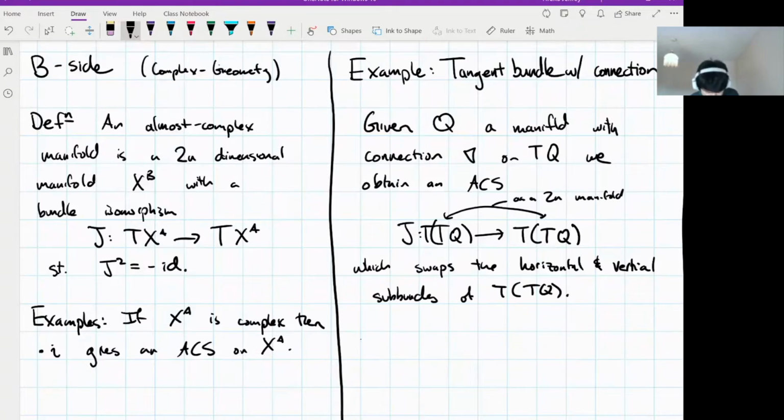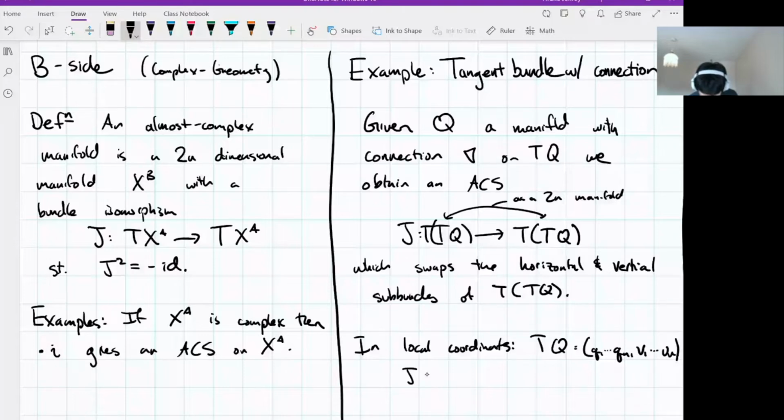Okay, so maybe in local coordinates, if I think of TQ as having coordinates q_1 through q_n, v_1 through v_n, then this is the almost complex structure that takes J of partial q_i equal to partial v_i, and J of partial v_i equal to minus partial q_i. So it just swaps the directions of the base with the tangent directions, with a flip.